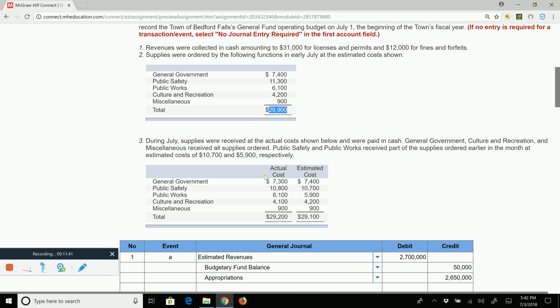Now the majority of that came in. So if we take a look at number three, it says that out of the $29,900 of supplies ordered, $29,100 of that order came in. So there's still $800. Take a look at the original order of $29,900 and the amount that came in, $29,100. The difference of $800 means that there's still some supplies on back order.